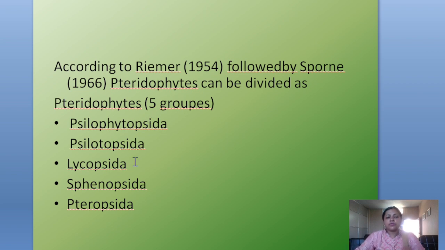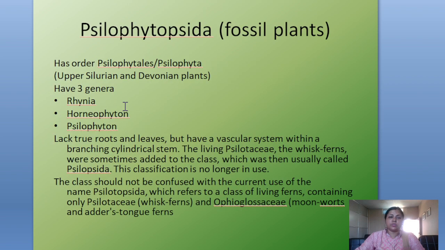Let us first discuss the Psilophytopsida group. In this group, all the members are fossil plants. They have an order, Psilophytales or Psilophyta. They developed during the upper Silurian and the Devonian period. There are mainly three genera: Rhynia, Horneophyton, and Psilophyton.